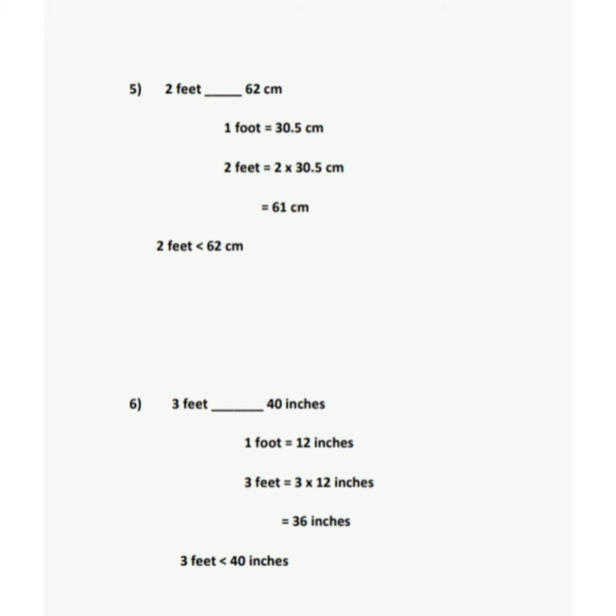Next problem is 3 feet dash 40 inches. When we compare feet and inches, we have to use this formula: 1 foot equal to 12 inches. So 3 feet equal to 3 into 12 inches. We have to multiply with the 12 inches. So the answer is 36 inches. 3 feet equal to 36 inches.